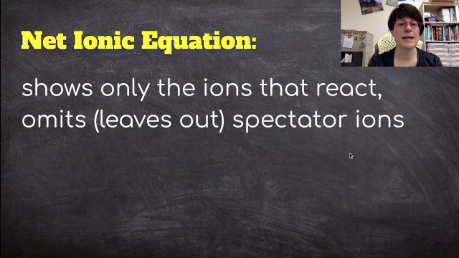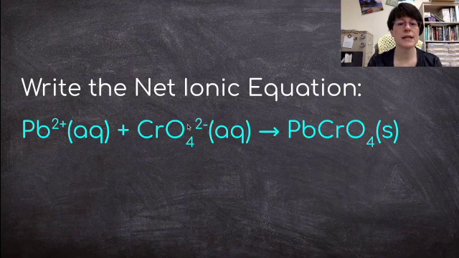Now I can write a net ionic equation, and this shows only the ions that react. It omits or leaves out spectator ions. So the net ionic equation that we're going to write is lead ions plus chromate ion yields lead chromate. And so these are only the ions that participate in the reaction to form the precipitate.